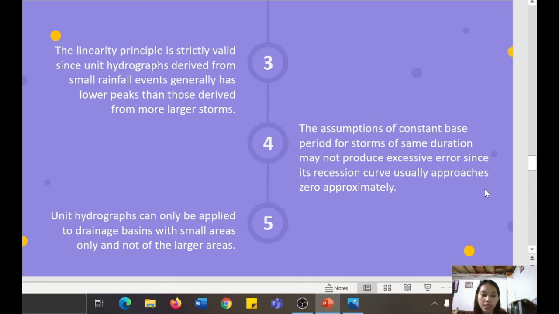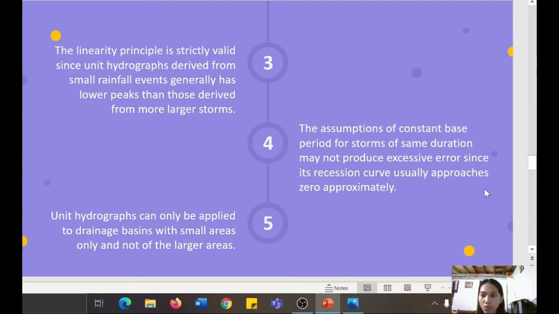So yes, as I said earlier, a unit hydrograph is defined by the time and the uniformity of the flow. So it should be linear. So if we were referring to storms, we cannot really say that the flow would be uniform within a specific amount of time. So the fourth limitation is the assumption of a constant base period for storms of the same duration, which may not produce excessive error, since its recession curve usually approaches zero approximately.